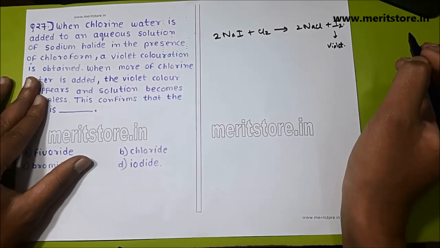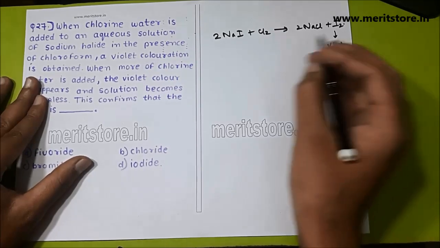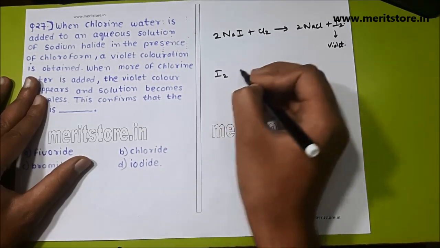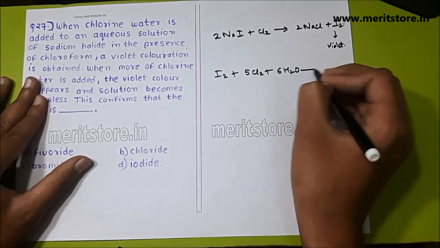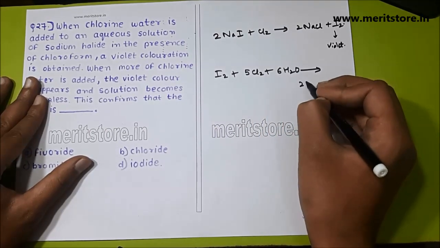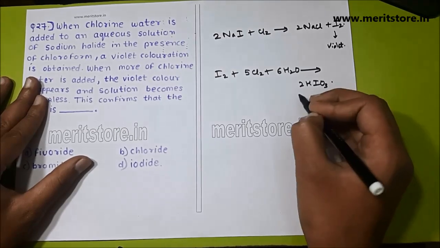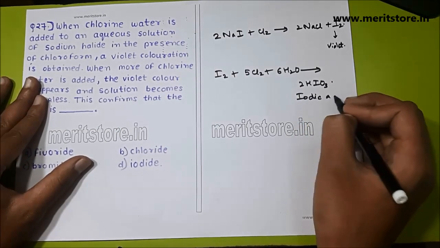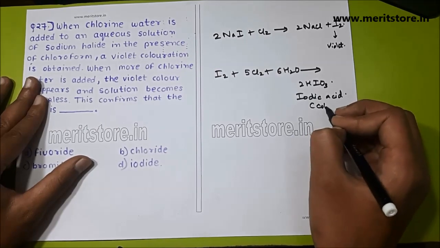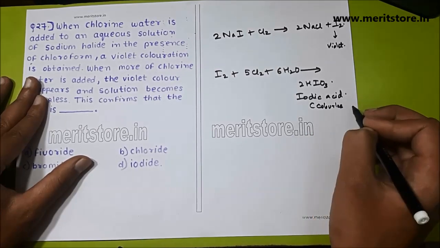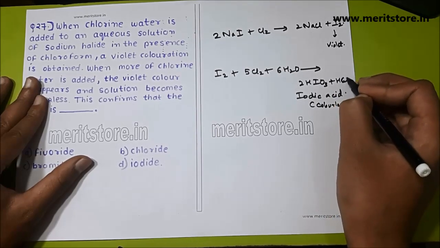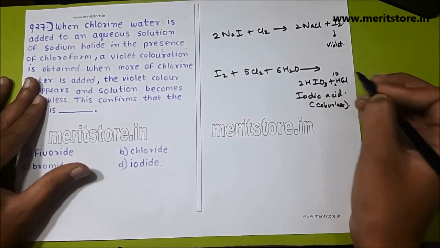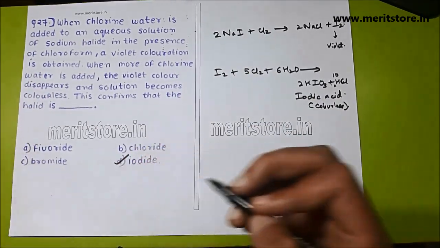Iodine reacts with chlorine in presence of water to form colorless HIO3. So the next reaction will be I2 plus 5Cl2 plus 6H2O gives 2HIO3, which is iodic acid, which is colorless. The remaining compound will be HCl, 10 moles. So option D will be the correct option.